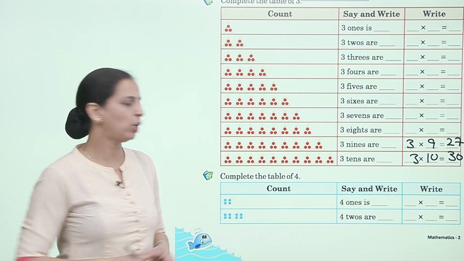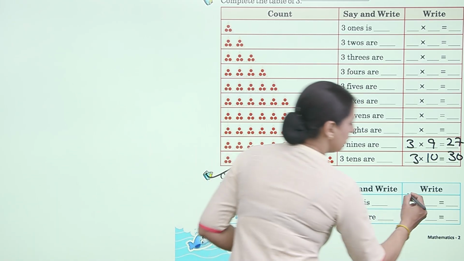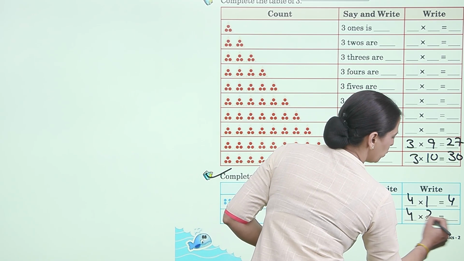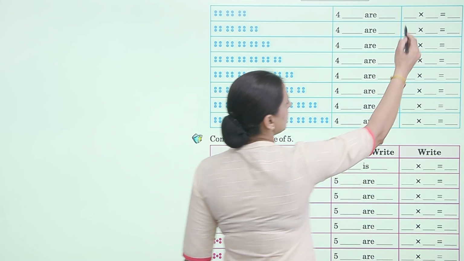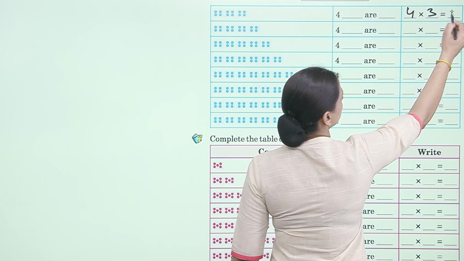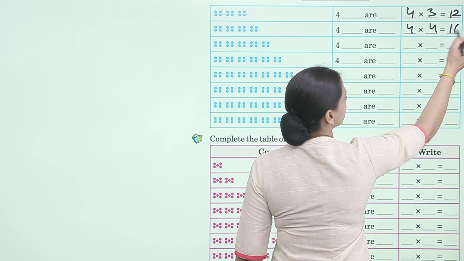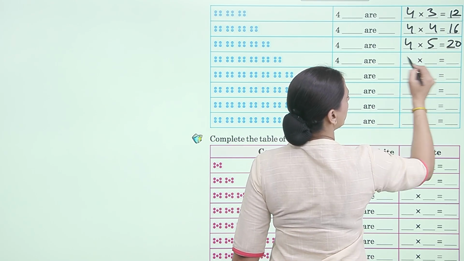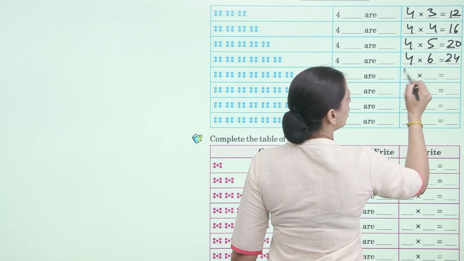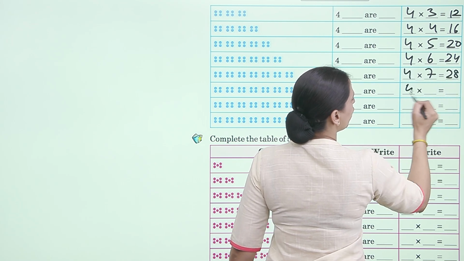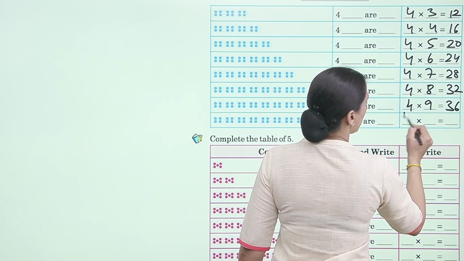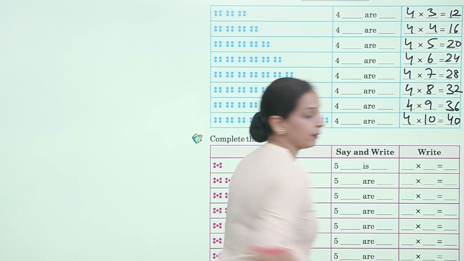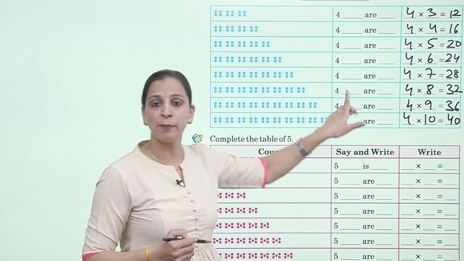Now complete the table of 4. 4 1s are 4, 4 2s are 8. Now 4 3s are 12, 4 4s are 16, 4 5s are 20, 4 6s are 24, 4 7s are 28, 4 8s are 32, 4 9s are 36 and 4 10s are 40. फर्स्ट कॉलम आप खुद ट्राई करेंगे.